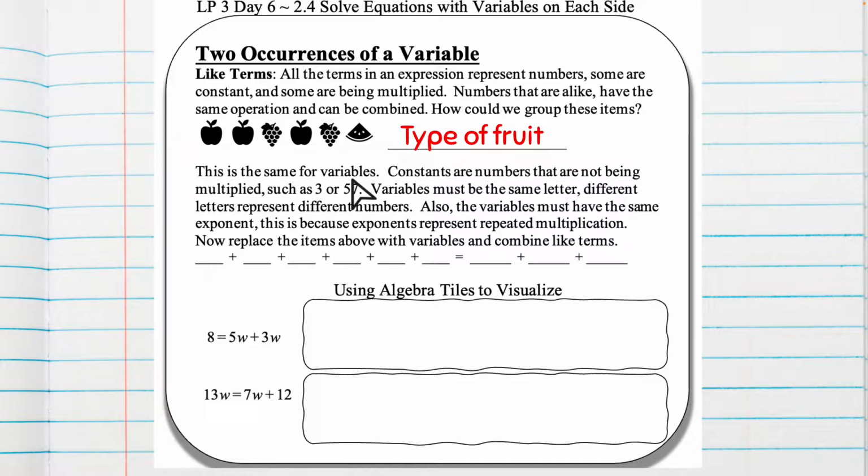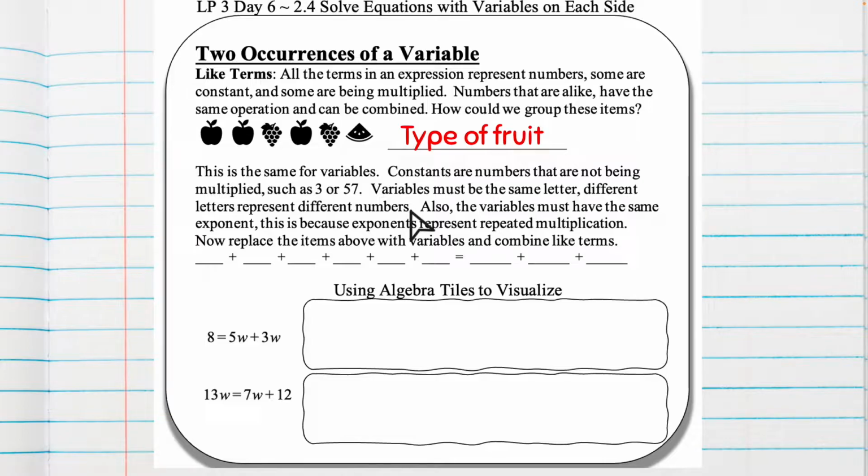So constants are numbers that are not being multiplied, such as 3 or 57. Those are just numbers. I know it's 3, I know it's 57. There's not a multiplication, there's not a division with it. It's just a number by itself. A variable must be the same letter. Different letters represent different numbers. So if I have an x and a y in the same expression or equation, they mean different numbers. But if I have x and x, they represent the same number in that same equation. From equation to equation, they do not always represent the same number. So it's within the same expression or equation.